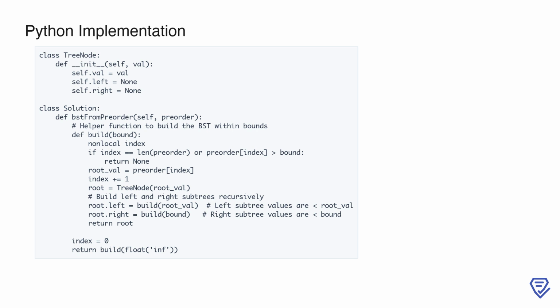This approach ensures that the BST is constructed in O(n) time, where n is the number of nodes in the preorder list. The recursive calls process each value exactly once, and the use of bounds ensures that the function adheres to BST properties efficiently. This makes the solution both elegant and optimal.